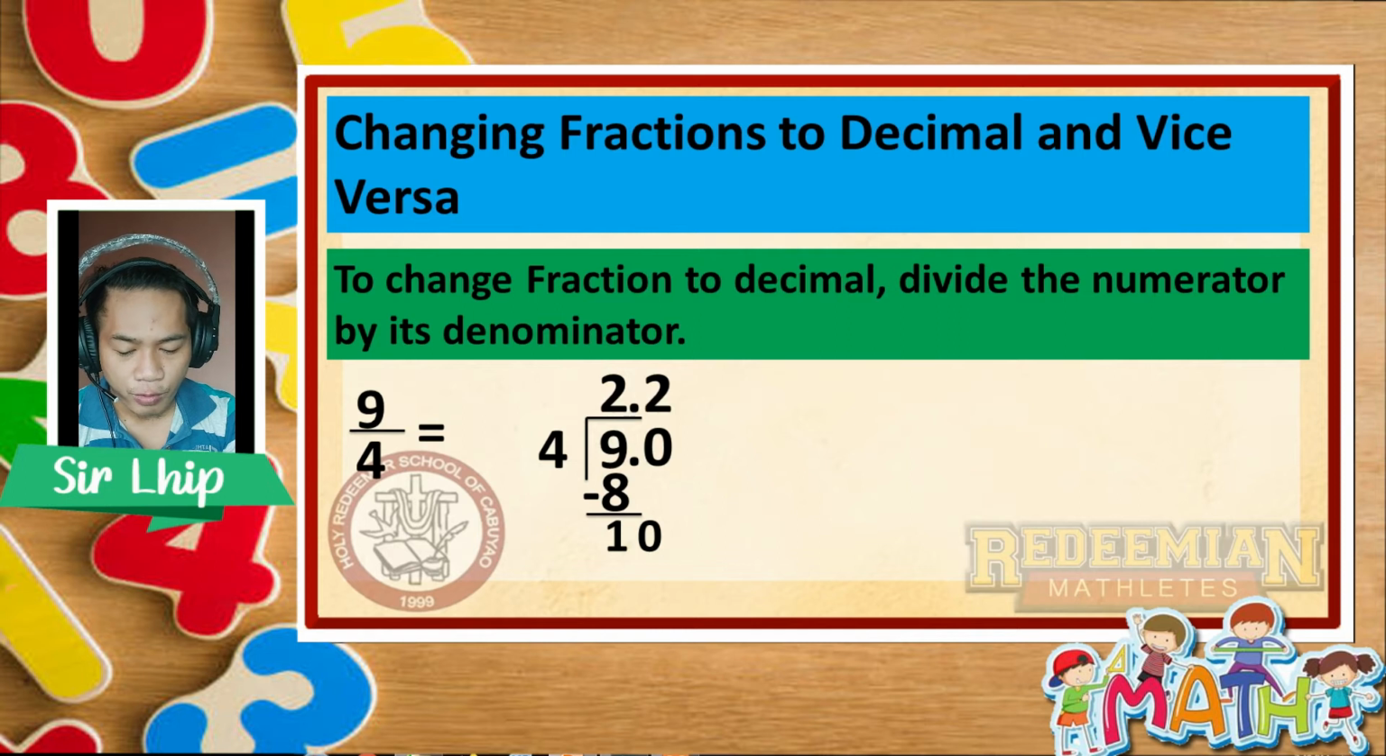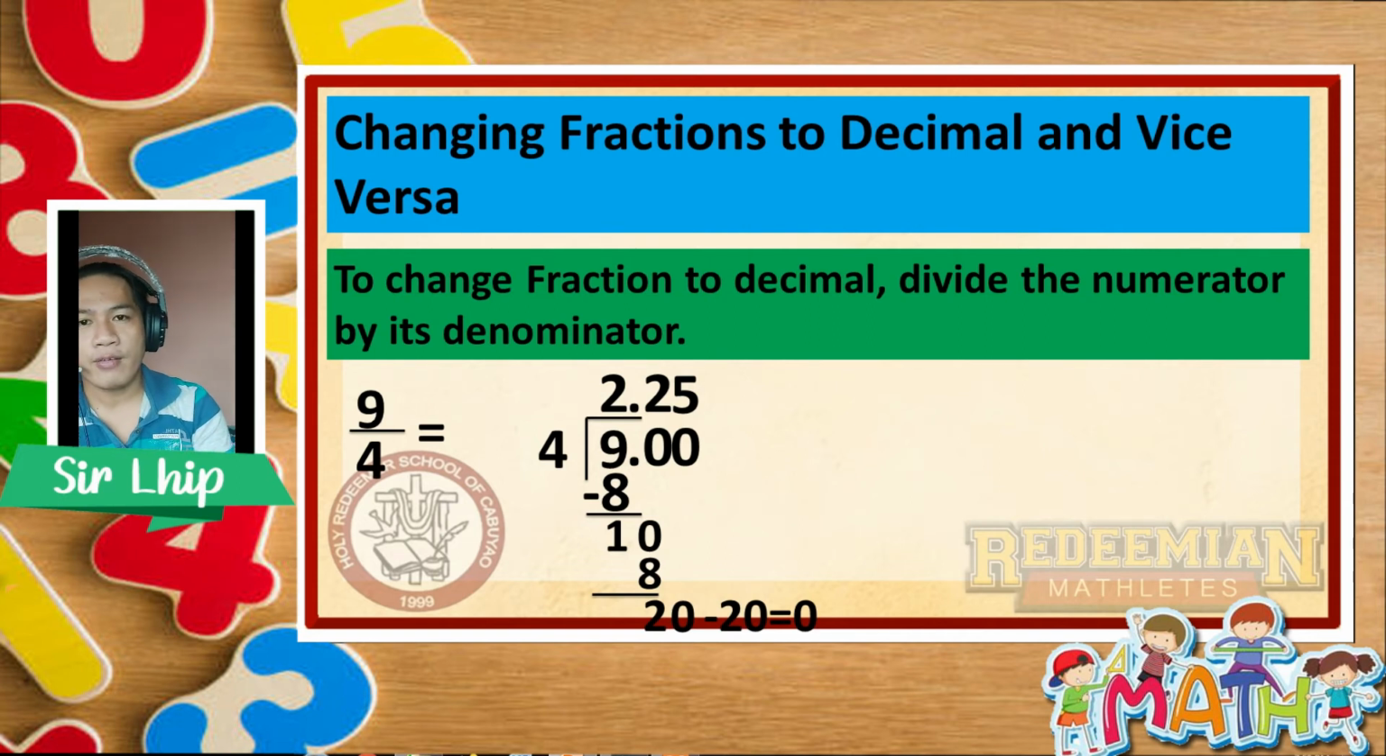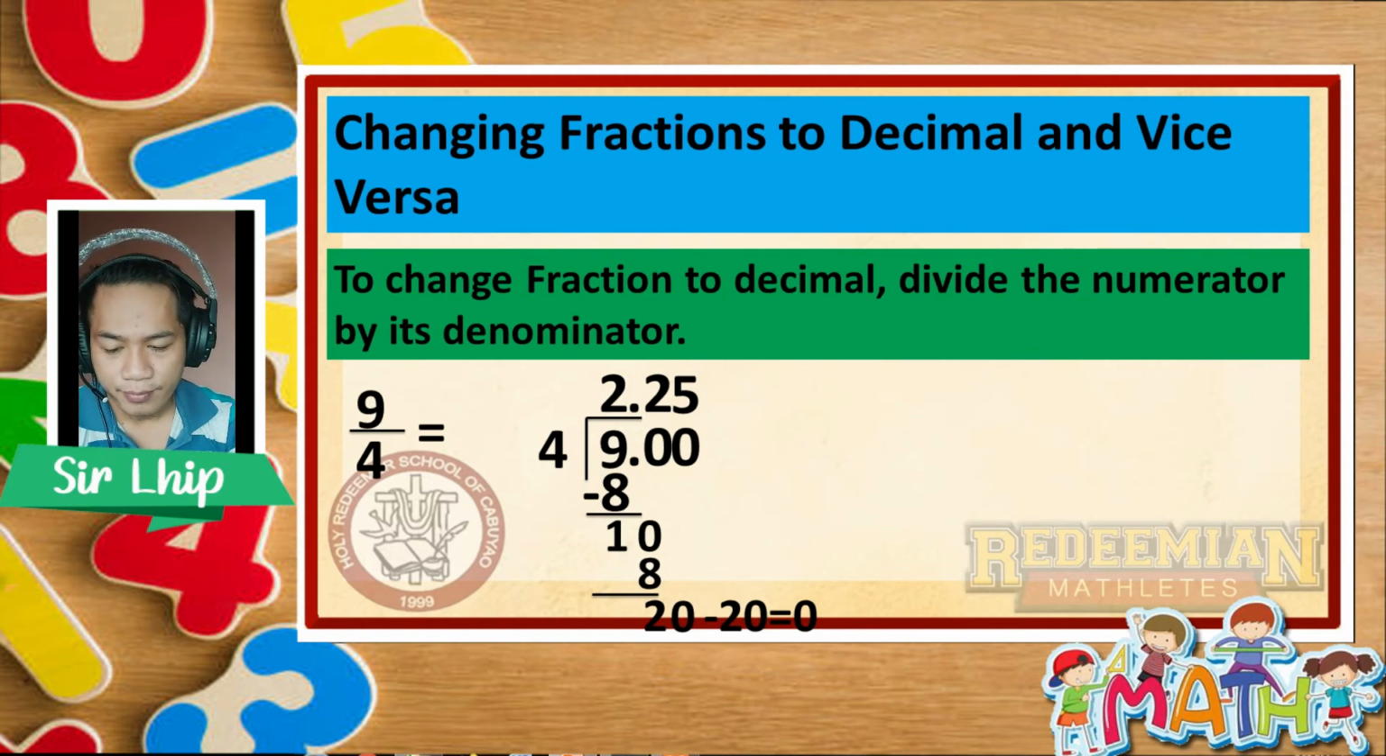2 times 4 equals 8. 10 minus 8 equals 2. Add 0 again and bring down. So 20 divided by 4 equals 5. 5 times 4 equals 20. Therefore, 9 divided by 4 equals 2.25 or 2 and 25 hundredths.